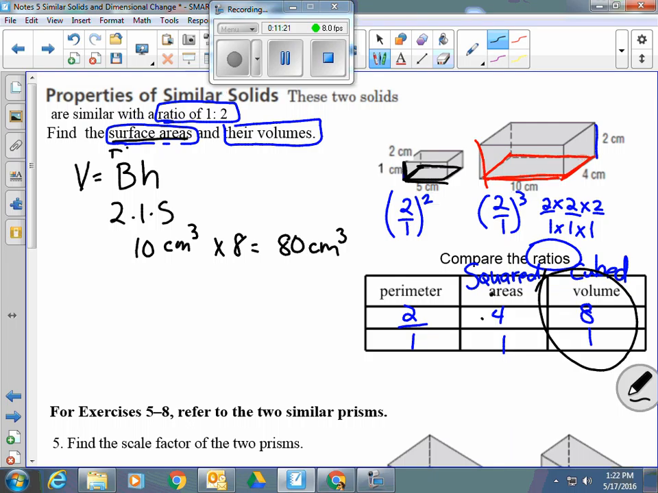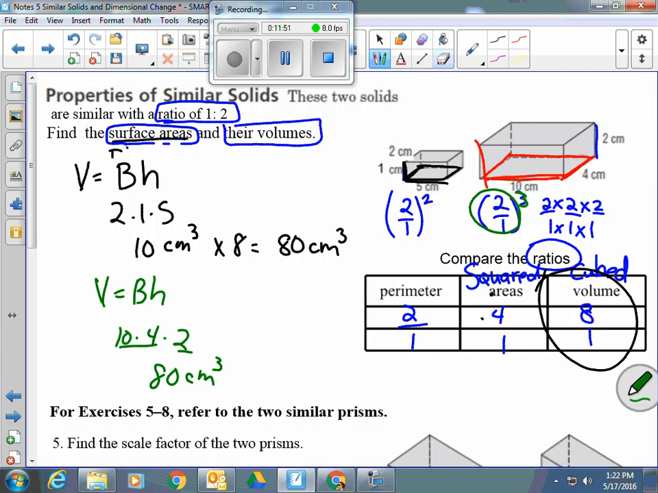Is that true? Well, let's check it. Let's go back and rework it using the large one. Volume equals area of the base times the height. That'd be 10 times 4 times 2. 10 times 4 is 40. Times 2 gives me 80 centimeters cubed. Are we okay there? And the reason I know that is because I take whatever my ratio or my scale factor is, and we cube it. And that will tell you how much your volume changes.